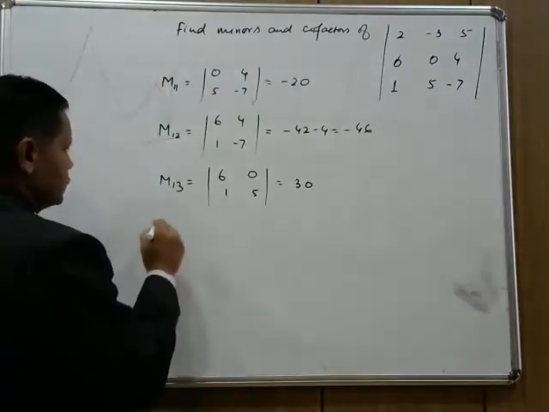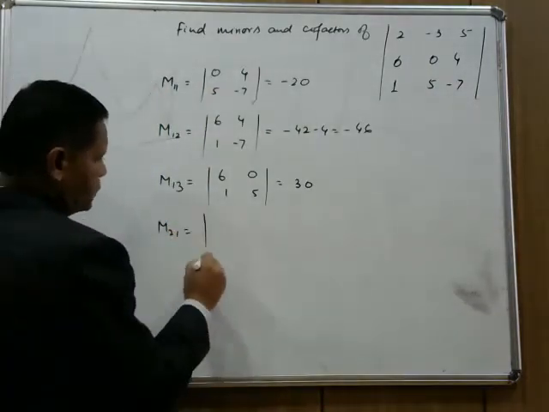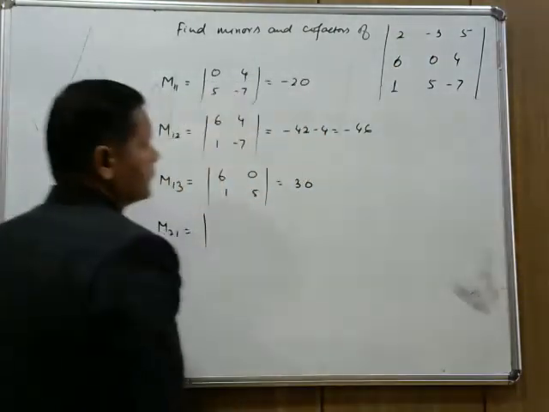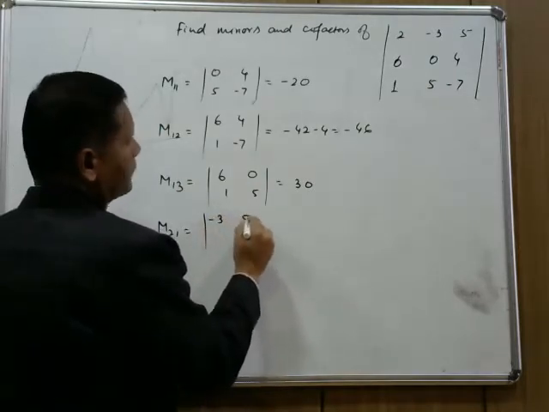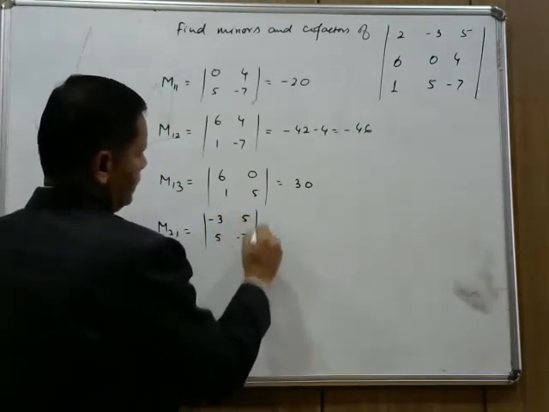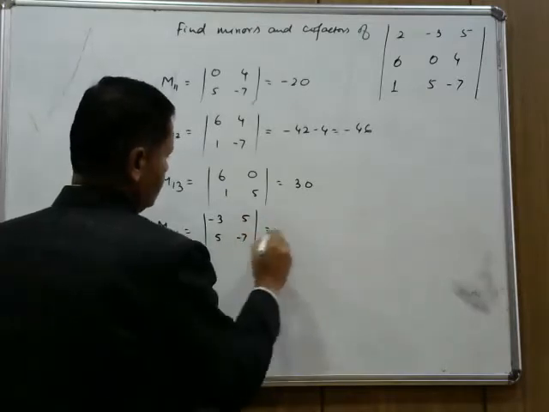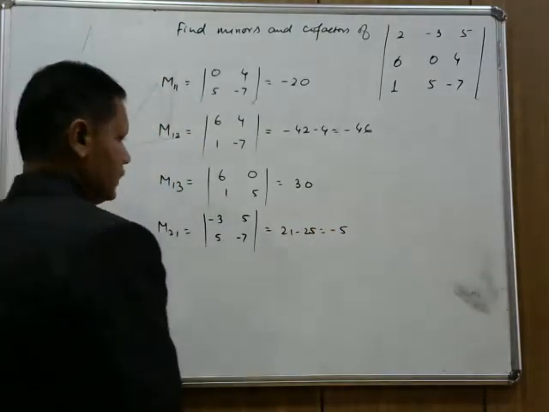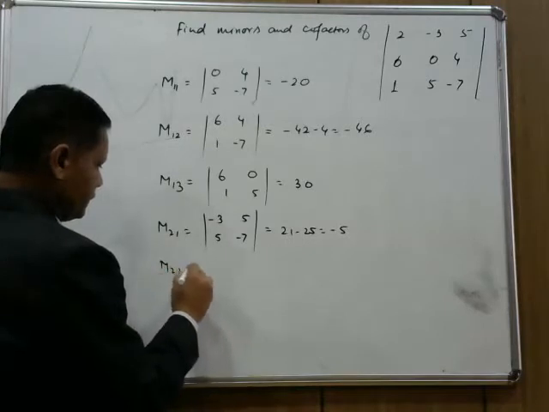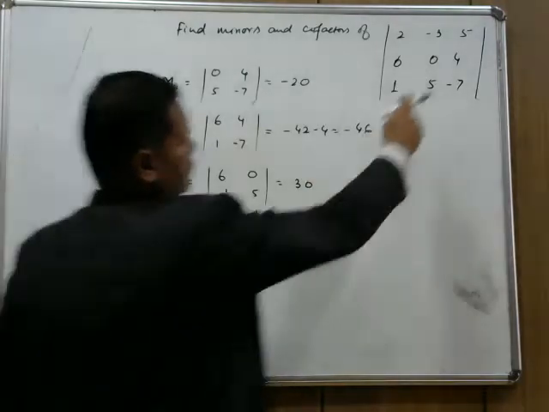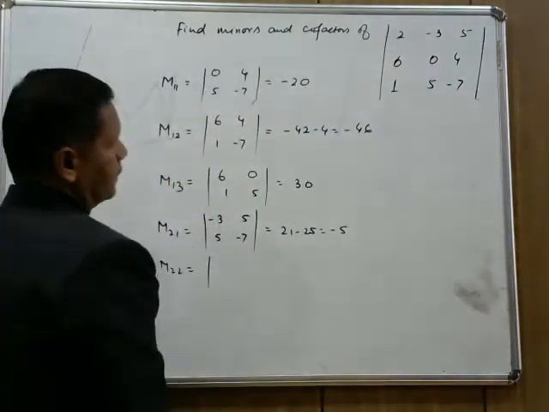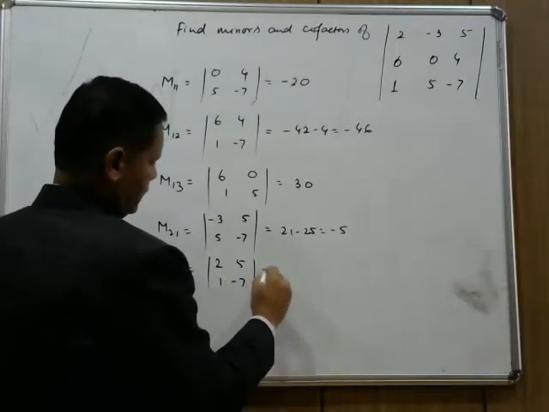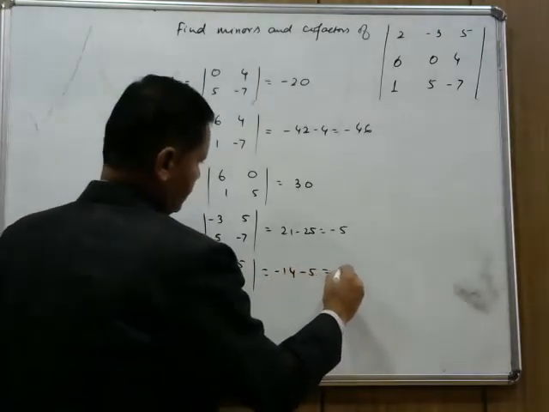Now, M21, this address is here, this row, this column. So now minus 3, 5, 5, minus 7. That is equal to 21 minus 25, minus 4. Right? M22 will have this row, this column left out. Okay, so now we'll have 2, 5, 1, minus 7. Minus 14 minus 5, minus 19.